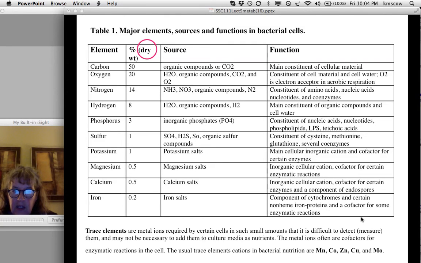Let's see. Okay, so all these different things are important, and you can see that carbon, by the sheer mass of it as a component of cells, is often what is limiting microbial metabolism and growth in soil. And nitrogen is what you're usually going to see next, and then phosphorus, and so on down the line.